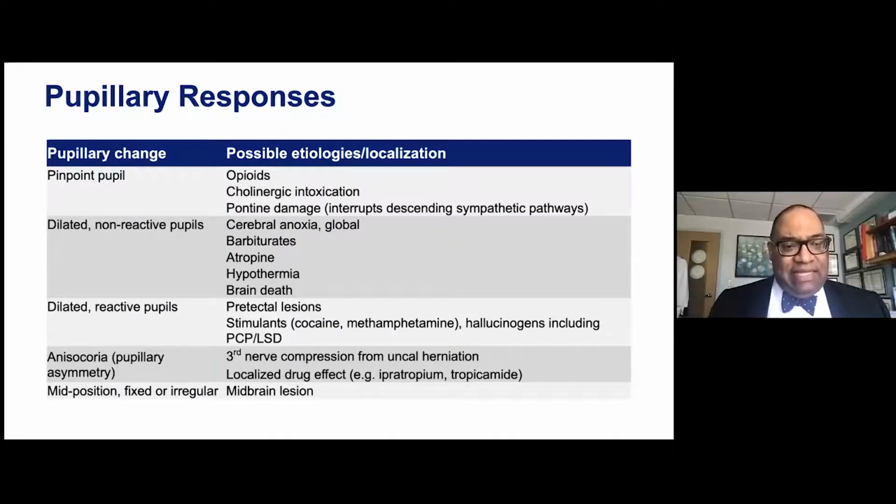In more detail regarding the pupils, this is what I meant earlier. For those pupils that are pinpoint, we get concerned about opioids, cholinergic issues, or pontine damage. If they're dilated, here are some of the toxins that the patient may have been exposed to or other pathologies that may have occurred. So of the brainstem exam, the pupils and eye movements are probably the most important part of the exam.